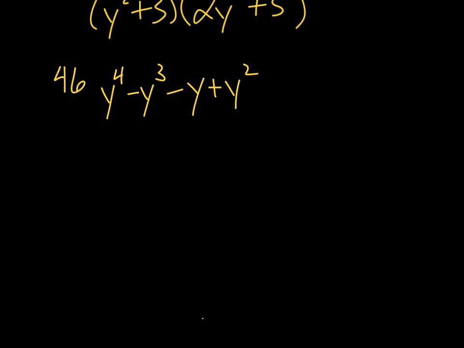Let's put this in descending order. So what needs switched around? Yeah, y and y squared. Okay, so then make sure you carry the sign along with it. Okay, so that was putting it in descending order. The next step was what?